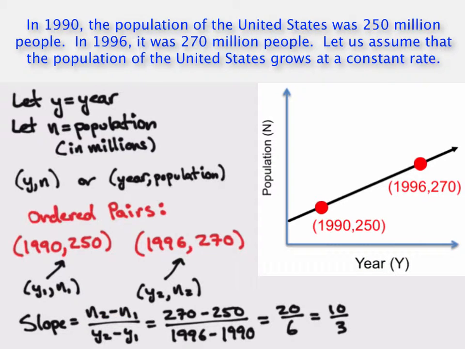Okay, so we found our slope to be 10/3, but what does 10/3 mean with regard to years and the population? Well, it means that every 3 years that go by, for a 3-unit increase in y, we'll have 10 million more people. There'll be a 10-unit increase in n. So that's what the 10/3 means. Every 3 years that goes by, there'll be 10 million more people. Every 3 that y goes up, n will go up by 10. Alright, now that we've got a slope, we can use either of these ordered pairs to model this situation using a linear equation in point-slope form.